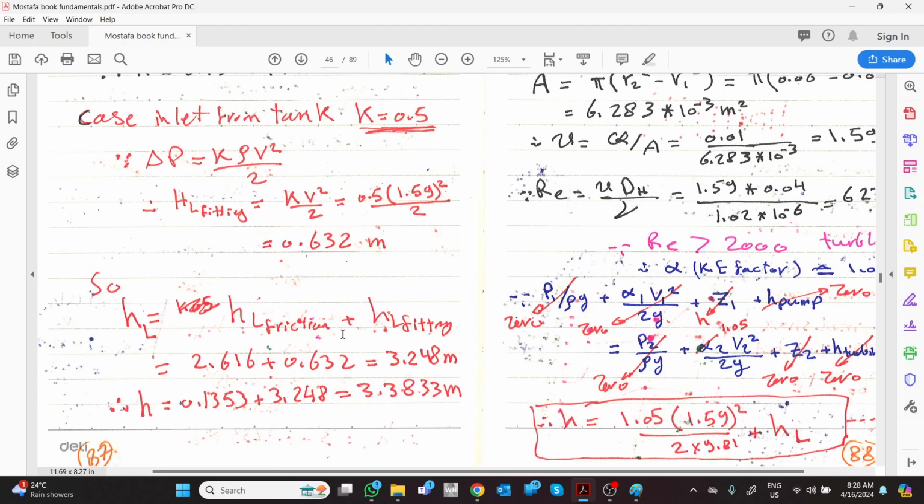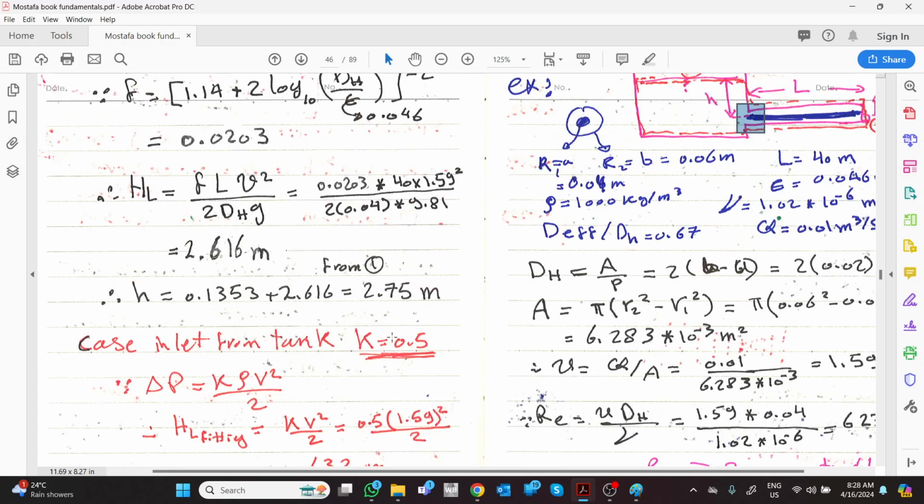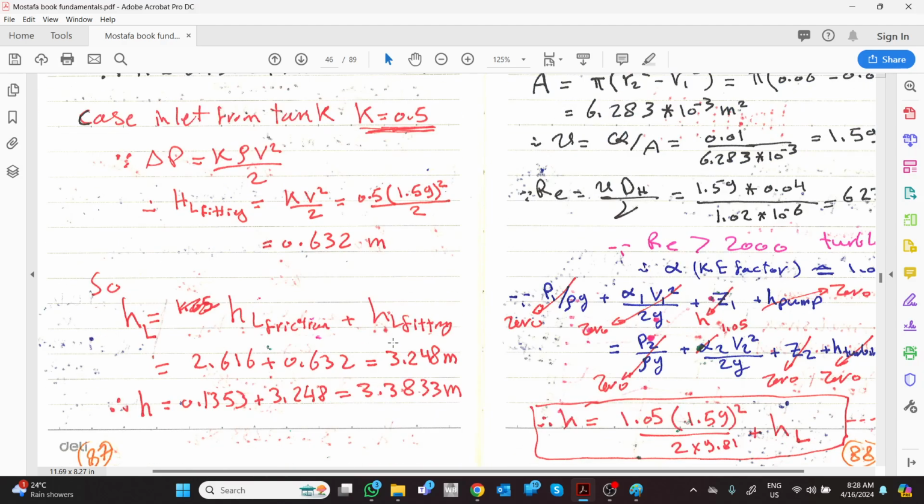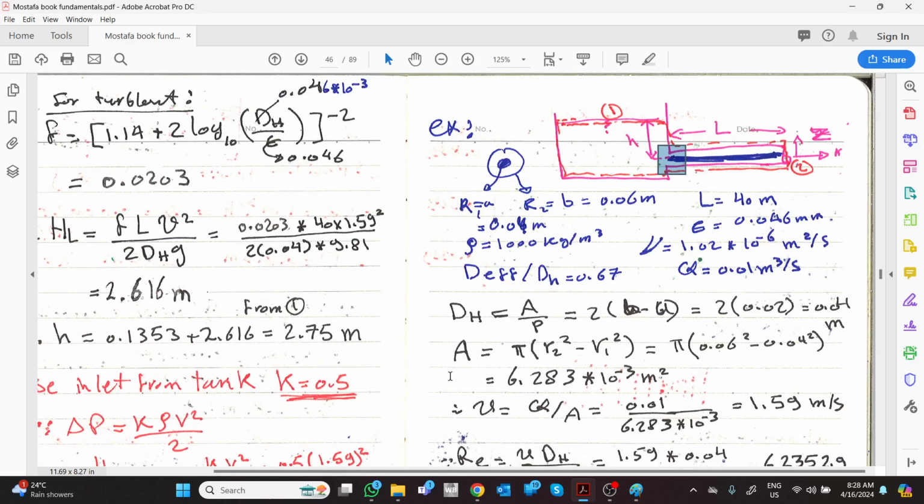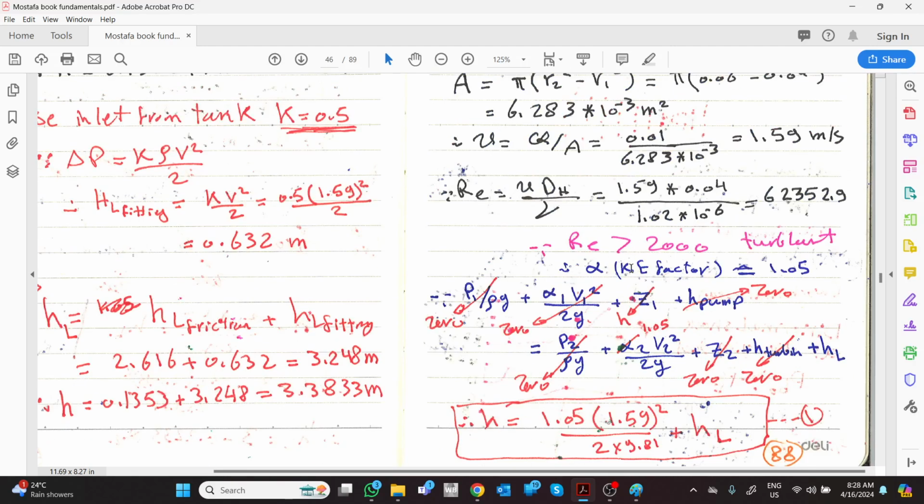So we can calculate it. The head loss is head friction plus head fitting, etc., which is equal to this one. So the head total is, in this case, should be 3.3833 in case of losses of 0.5 for the tank. This is a very simple way of using polynomial.